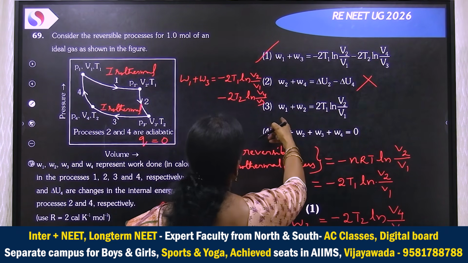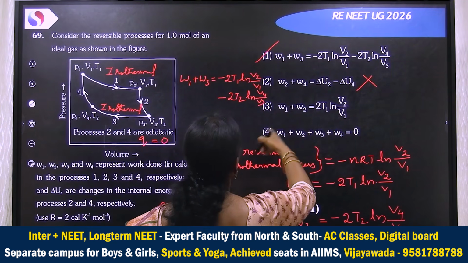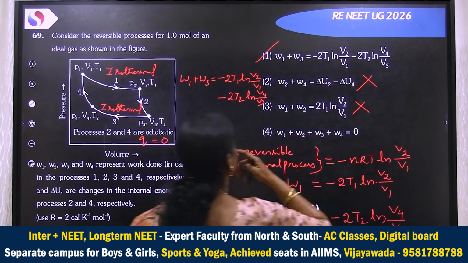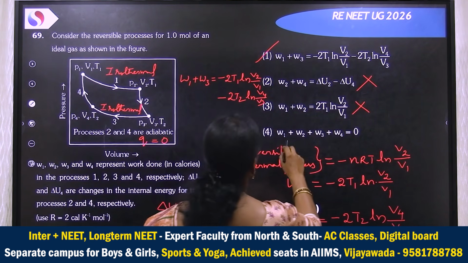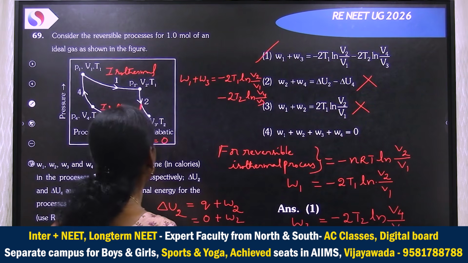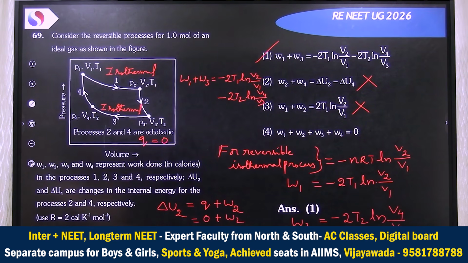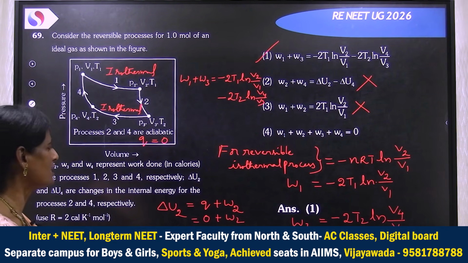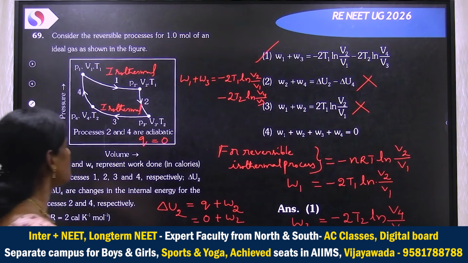In the same way, W1 plus W2 is not equal to 2T1 ln V2 by V1, and the total work done is not 0 in a cyclic process. Work and heat are path functions, they are not state functions. So the correct option is the first one.